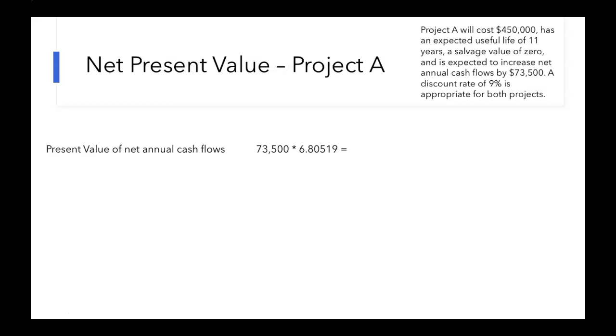So we will use that interest factor to find the present value of our net annual cash flows. We take the $73,500, our net annual cash flows, and multiply it by that interest factor. So the present value is $500,181.